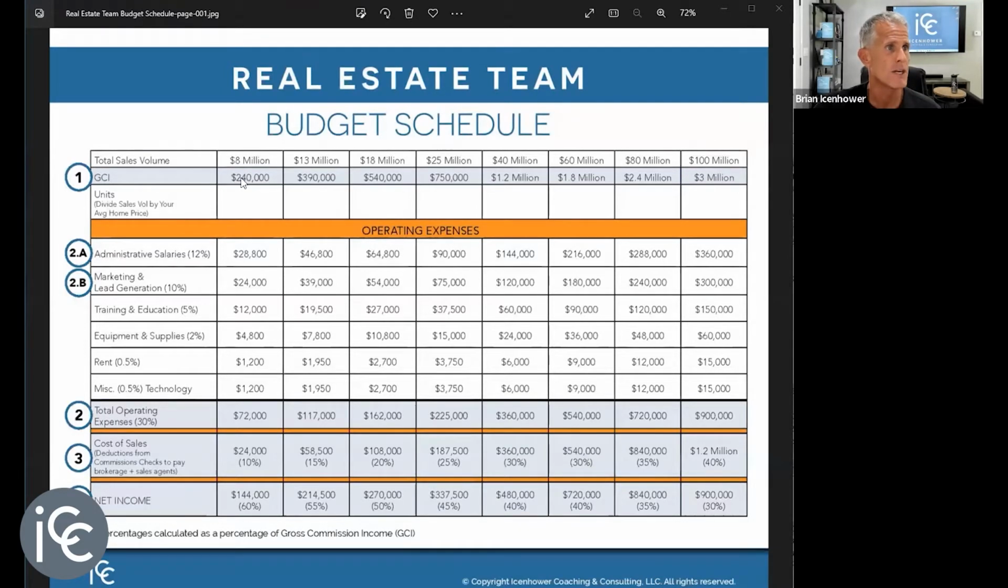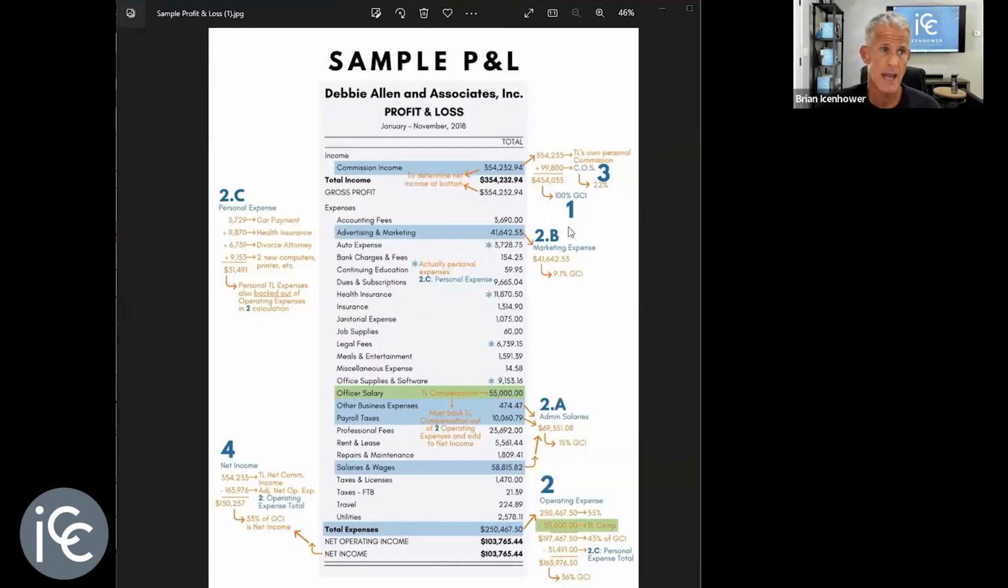So we have to know how much money you make before your broker and any other buyer's agents are paid. That's gross commission income. A lot of people screw up there. And here's the problem: your accountant doesn't see how much you pay your broker anymore. He used to, he doesn't anymore.